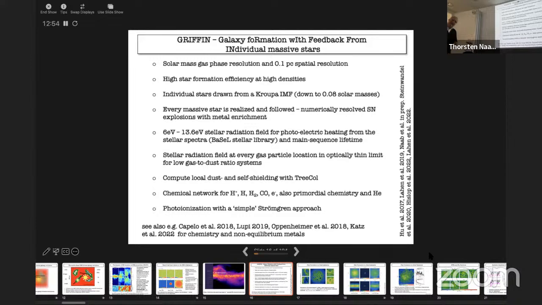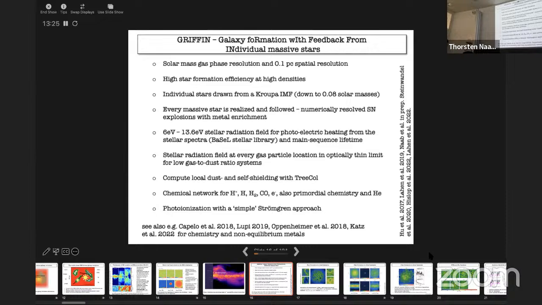And then we assume an optically thin approximation. We only do low mass galaxies at low metallicities and hope this is not too crazy. And then locally, we compute the shielding from the interstellar radiation field to be able to do the gas chemistry. So we have a simple network for gas chemistry: H1, H2, CO, H+, and so on.